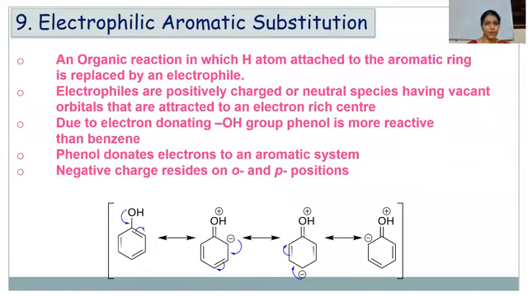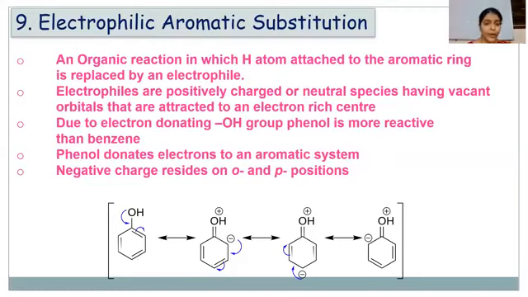The main class of chemical reaction of all aromatic compounds is electrophilic aromatic substitution reaction. What do you mean by electrophilic aromatic substitution reaction? An organic reaction in which hydrogen atom attached to the aromatic ring is replaced by an electrophile. Electrophile means electron deficient species, electron loving species. Electrophiles are positively charged or neutral species having vacant orbitals that are attracted to an electron-rich center. Obviously, electron-rich species will attack on the electron deficient species.